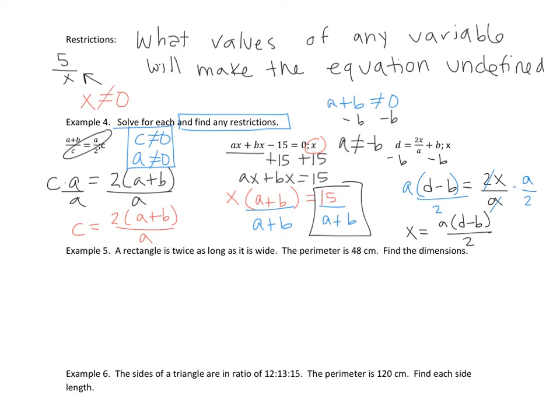So if I do the restrictions, I'm going to look through and I'm going to look at my denominators. In the beginning, I have an a, so a can't be equal to 0. I'm dividing by 2. That doesn't matter. 2 is a number, it's not a variable, so that's good. And at the end, I don't have a variable denominator, I just have a 2. So my only restriction is a can't be equal to 0.